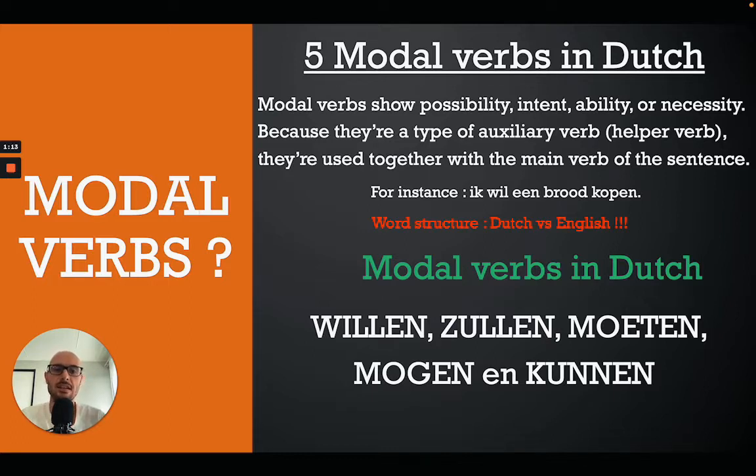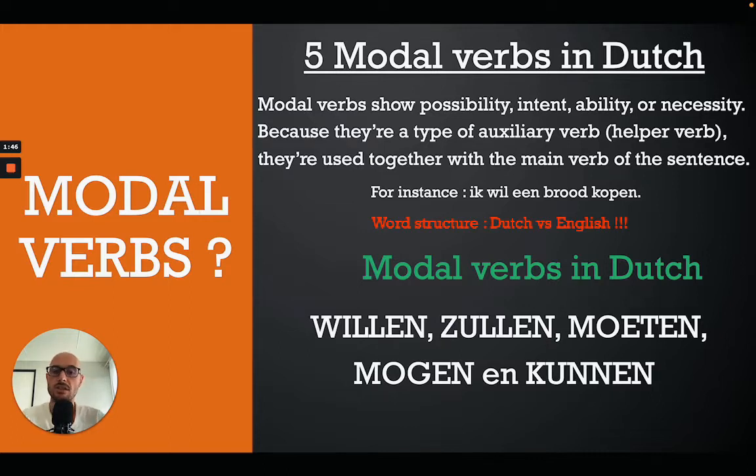So for instance, ik wil een brood kopen, right? Now, ik koop een brood, that would be I buy a bread, right? Ik wil een brood kopen, as you can see, willen would be our modal verb, basically expresses desire, right? I want to buy a bread. So a modal verb shows possibility, intent, ability, or necessity.